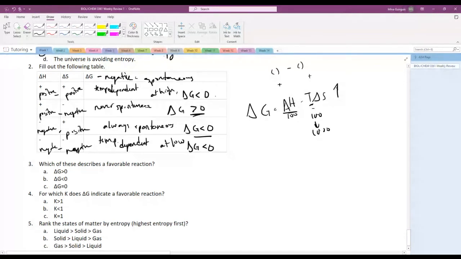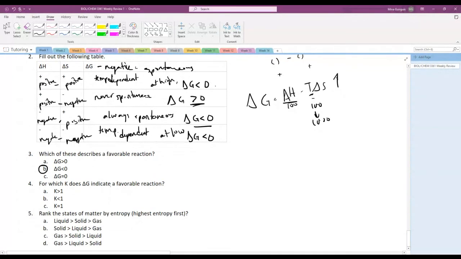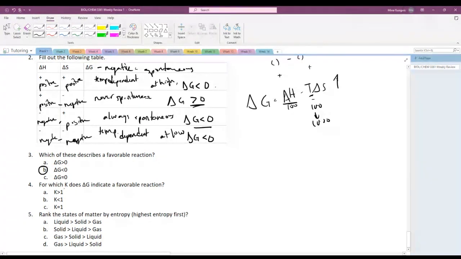And I've kind of spoiled number 3 by explaining which of these describes a favorable reaction. When delta G is negative, we have a spontaneous reaction, which is favorable. Okay. For which K does delta G indicate a favorable reaction? So K here is the equilibrium constant K.